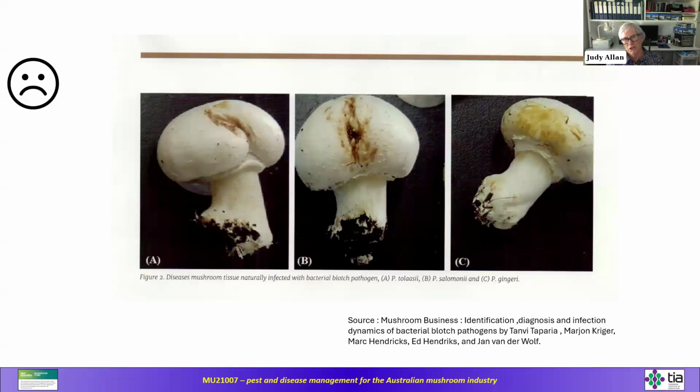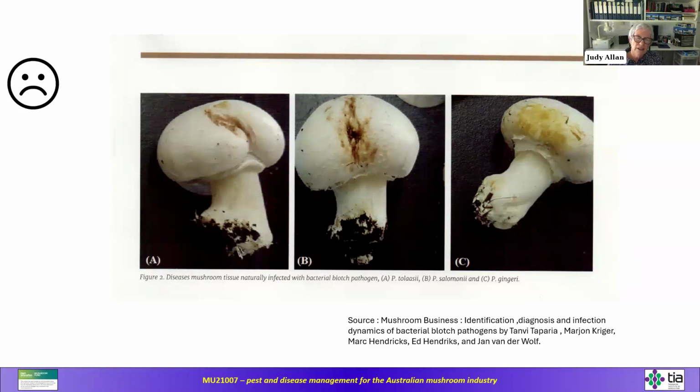So unsaleable mushrooms can be caused by bacteria as well. A healthy mushroom has, say, 30 million bacteria on its cap, and an unhealthy mushroom might have 100 million. That's the numbers game of bacteria.